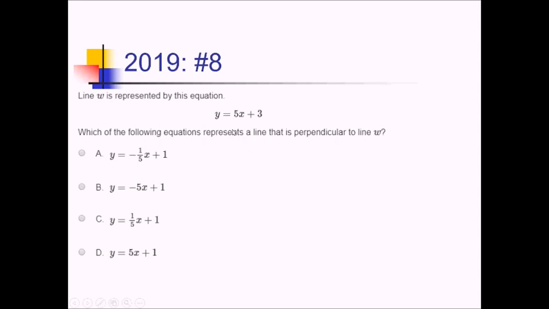Original slope, because this is in y equals mx plus b form, is going to be 5, because 5x there, that's the m value. And now the opposite reciprocal, we have to make this 1 over 5 and then negate it. So this ends up being negative 1 over 5 for the perpendicular slope.